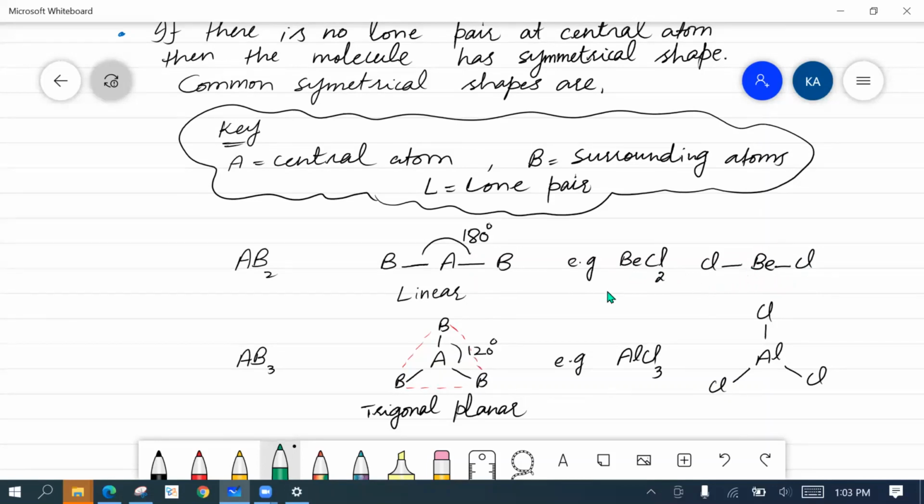So why is it called a linear shape? Because this shape can lie in a line, therefore it is called a linear shape. The next shape is the AB3 molecule.